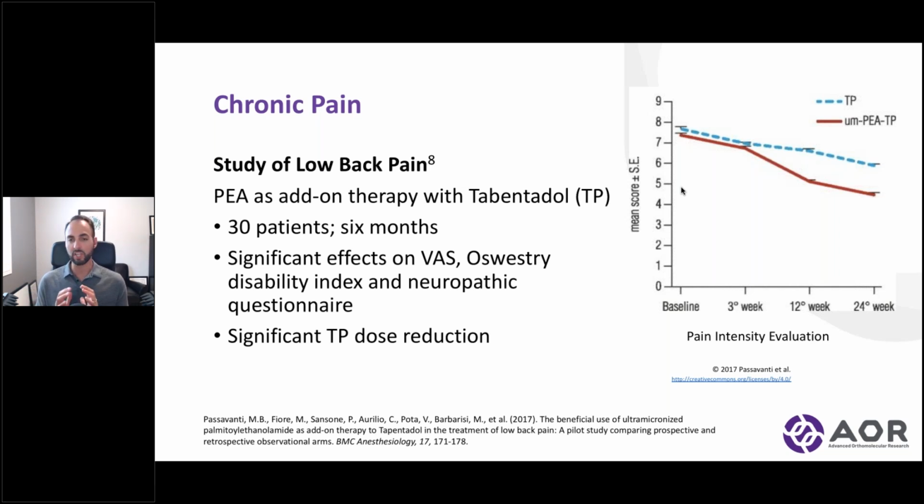And even though it was done over 6 months, the effect started after 6 weeks, and it continued to go down. What was great about this, and as it applies to one of the most important issues in our current healthcare system, is it reduced the dose of this opioid, which is incredibly helpful for the opioid crisis. So using a substance like PEA can be very complementary to using opioids. You don't have to use it just by itself.